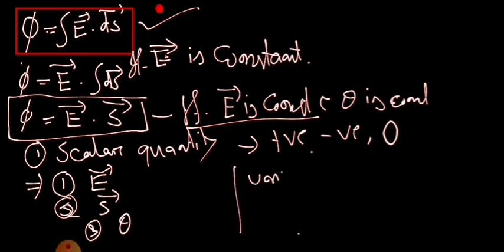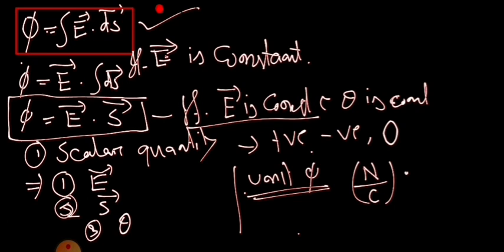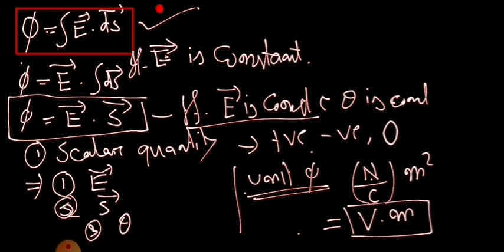The unit of phi: electric field unit is Newton per coulomb, and area is meter square. This is the SI system unit. Newton per coulomb into meter is also called volt. So another unit is volt into meter. One unit is volt into meter, another is Newton per coulomb into meter square.